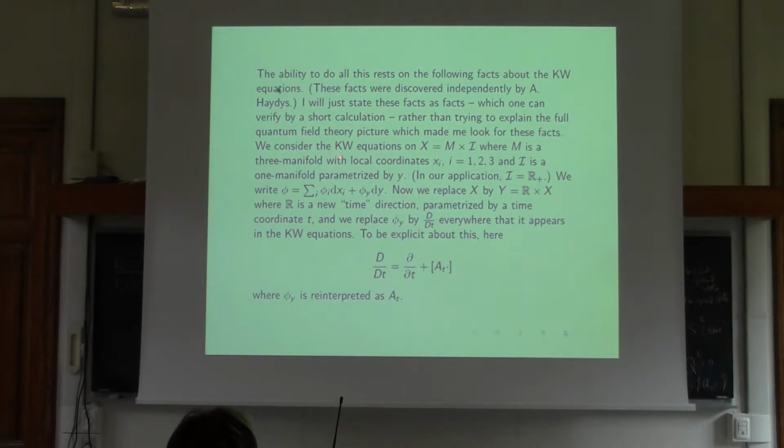So the KW equations are equations on a 4-manifold. We'll take the 4-manifold to be a 3-manifold times a 1-manifold. In our application, the 1-manifold is R plus, but that isn't important for the moment. Now, in the KW equations, one of the fields is a 1-form phi, so I decompose it as the sum of a part that's cotangent to I and a part cotangent to M.